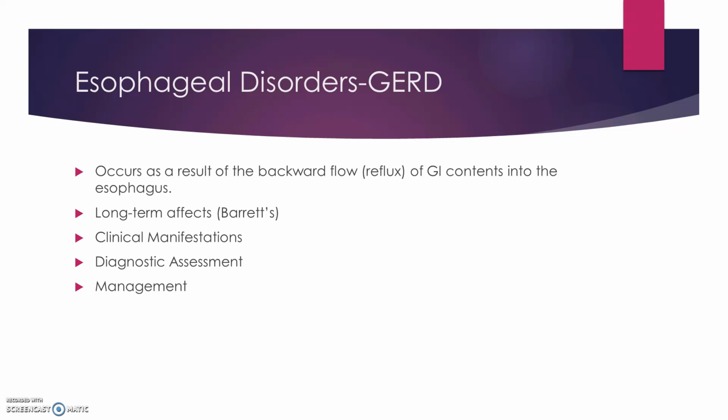We can also do a Nissen, which is basically a surgical procedure to try and narrow that spot, and so you cannot regurgitate up.